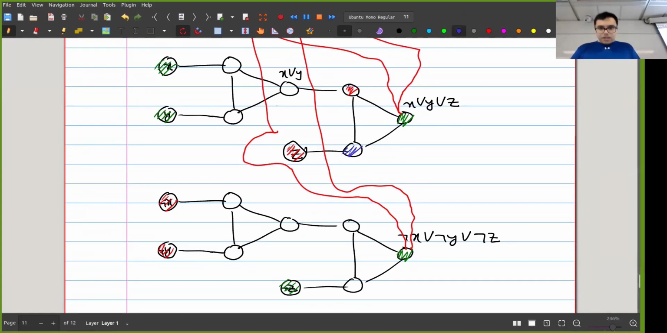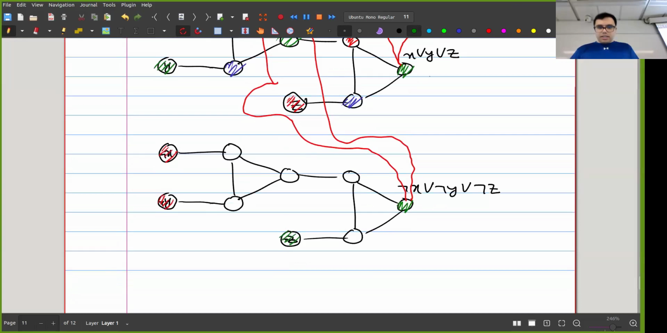What else? So I have red here. I can actually have dummy here and here. And I can have green here. And here I can have dummy and green. And then I can make this one red. And then this one can be blue. This one can be red. Okay, this is a tree coloring.